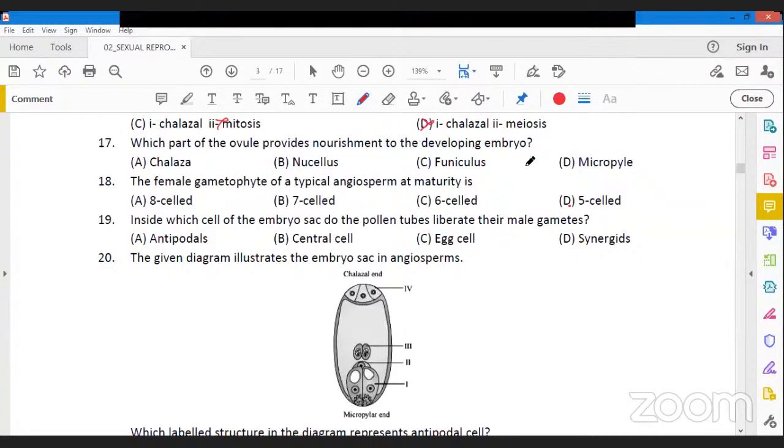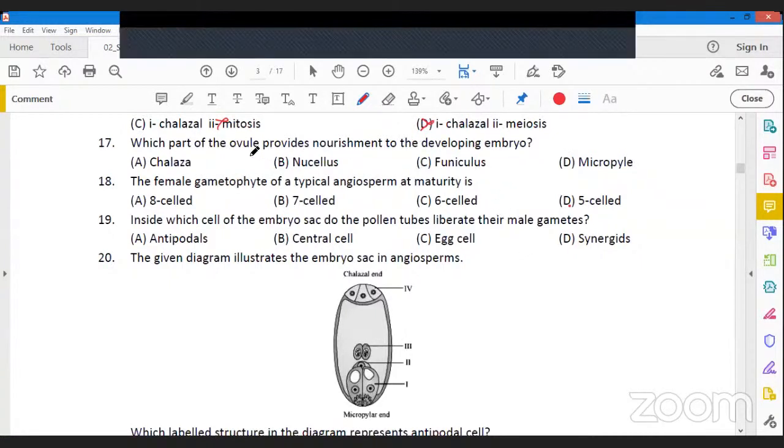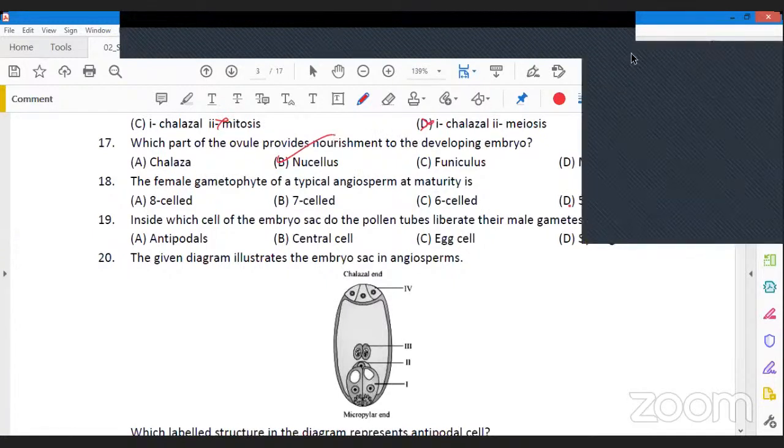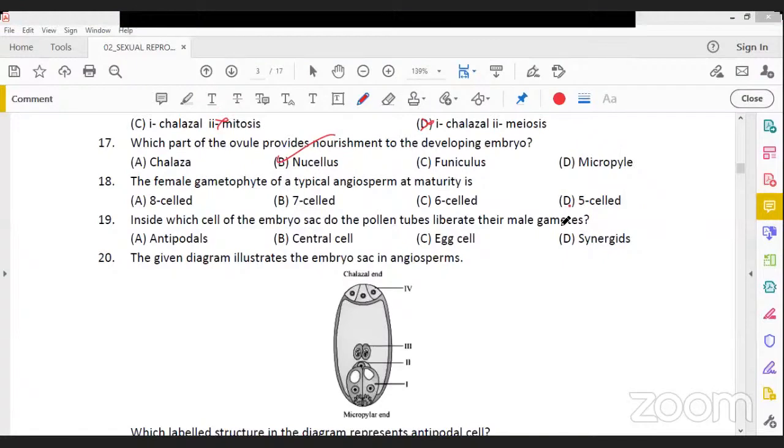Then the 17th one: which part of the ovule provides nourishment to the developing embryo? So it is the nucellus which provides nourishment to the developing embryo. The nucellus provides nourishment to the developing embryo.